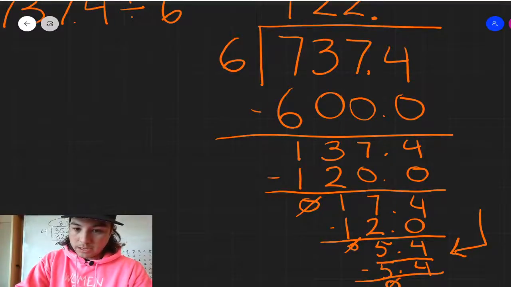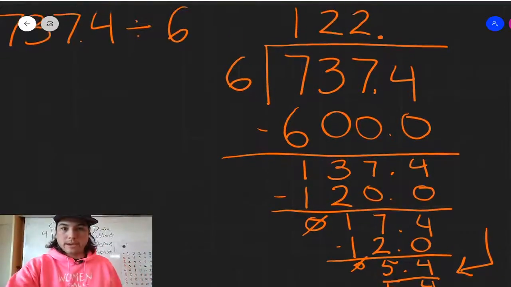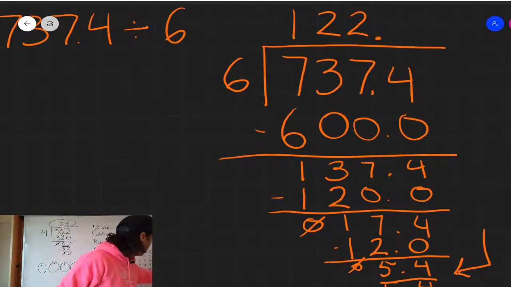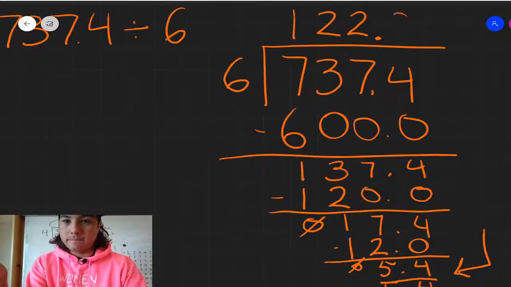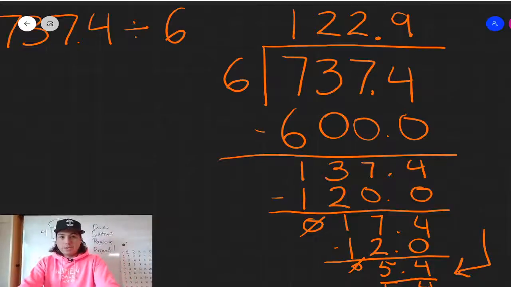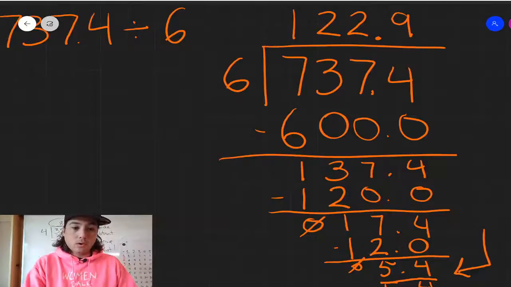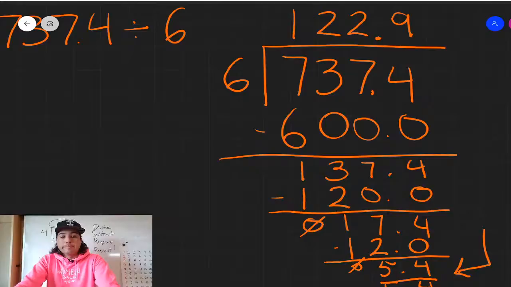And I know I'm getting zeros. Okay, now let's look. 54 divided by 6 equals what? 54 divided by 6 equals 9. So we end up with a final quotient of 122 and 9/10, or 122.9 if you want to be all shorthand about it. Okay, everybody?